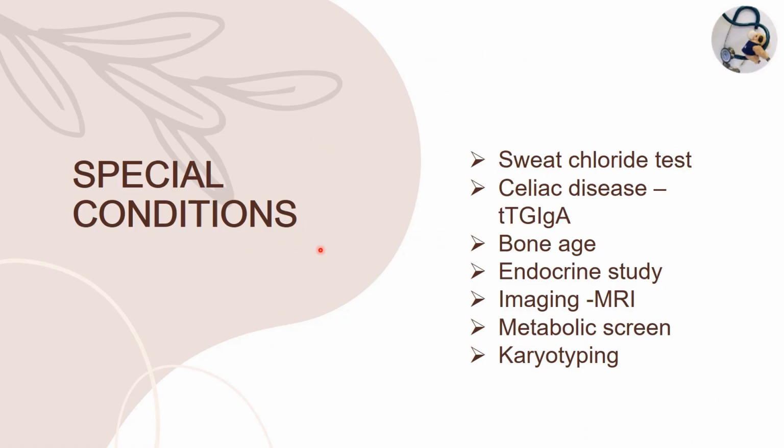Only in special conditions do you require these tests. Sweat chloride test for cystic fibrosis, for celiac disease IgA antibody you can do, bone age you can see for endocrine short stature, and then endocrine studies may be required, and imaging, MRI or CT scan, may be needed in some conditions, metabolic screen if you suspect inborn errors of metabolism, or karyotyping in cases of chromosomal disorders may be required, but these tests are very rarely required.